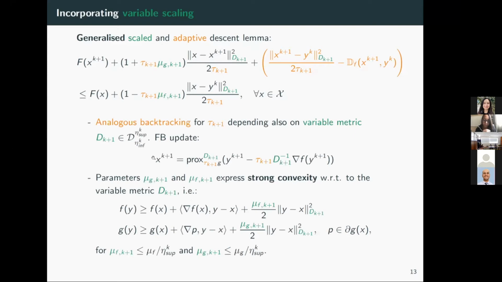So the sort of forward-backward update that you deal with in this context looks like this. It's similar to the one that I described before, where you have prox and gradient descent, but there are also some scaling matrices that appear here in the evaluation of your non-Euclidean norm, and here the inverse in the evaluation of your gradient. And again, these parameters express strong convexity with respect to these non-Euclidean metrics.